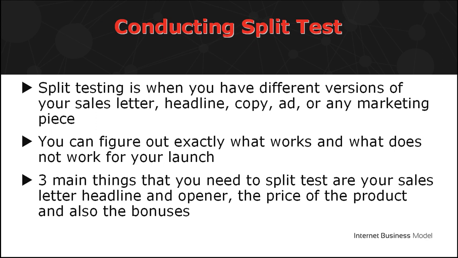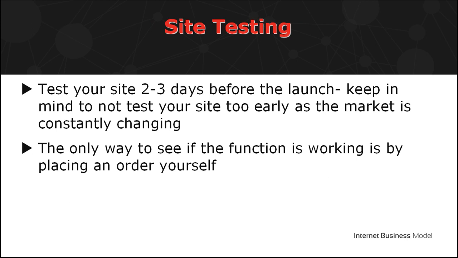Next is conducting split tests. Split testing is when you have different versions of your sales letter, headline, copy, ad, or any marketing collaterals. The way it works is, traffic coming to your site is split evenly to the different versions of the sales letter or video. When you conduct controlled tests and gather empirical data, you can figure out exactly what works and what doesn't work for your launch. The three main things you need to split test are your headline, the price, and also the bonuses.